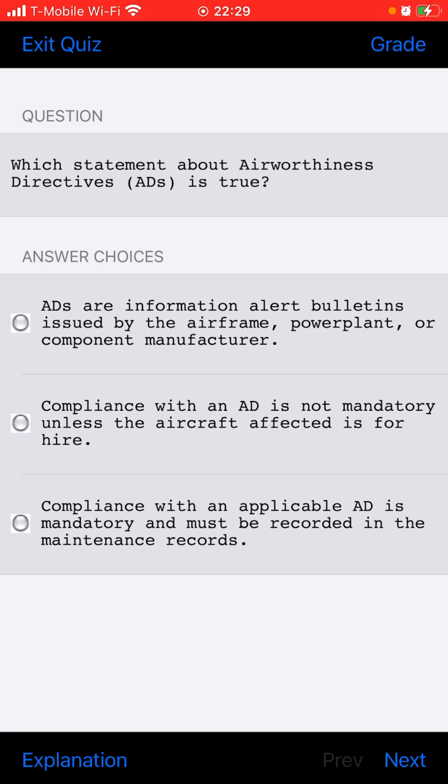What are sources of pneumatic power? Storage bottles, vane type pumps, and turbine engine compressors. What happens to excessive pressure in a pneumatic system? A relief valve will bleed it to the atmosphere.